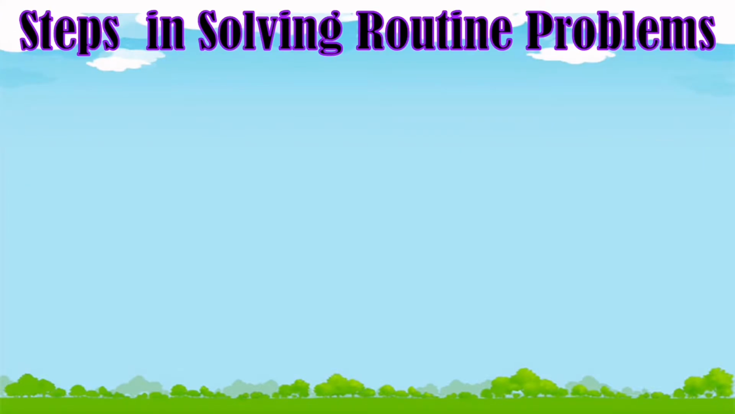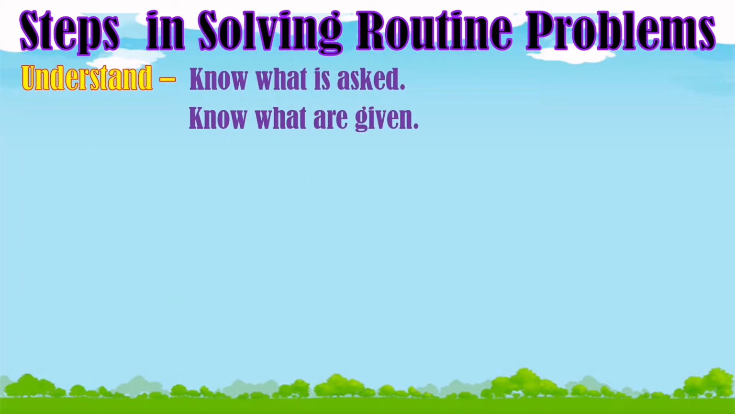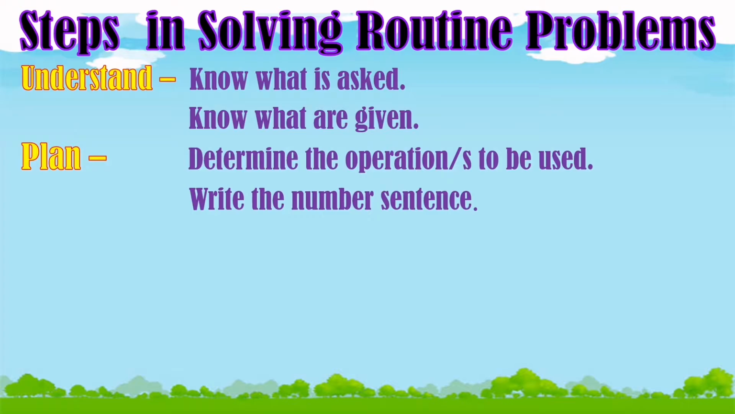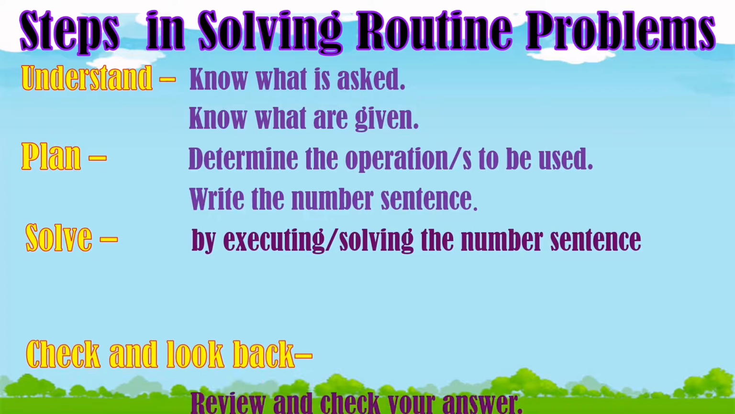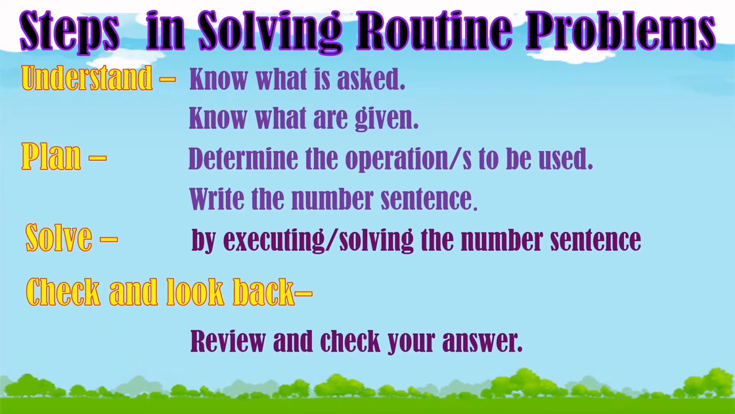Let us now recall the steps in solving routine problems. First, understand the problem by knowing what is asked and what are given. Then plan for the problem by determining the operation or operations to be used and writing the number sentence. Then, solve by executing or solving the number sentence. Then last, check and look back by reviewing and checking your answer.